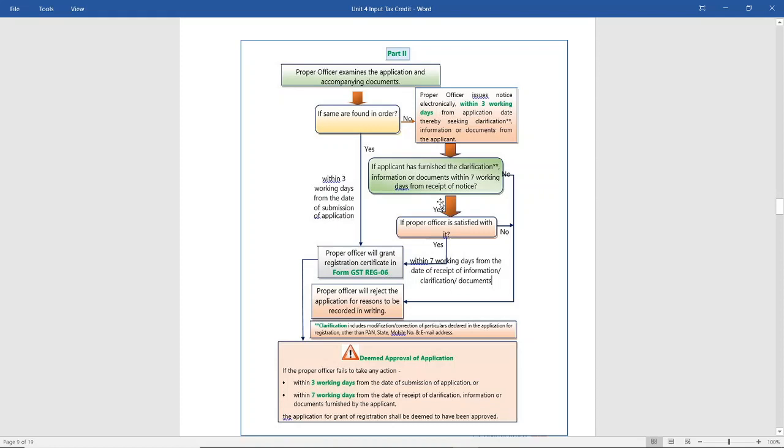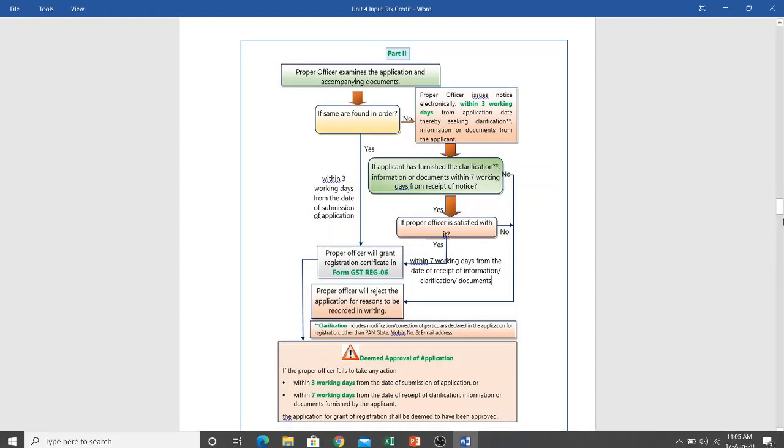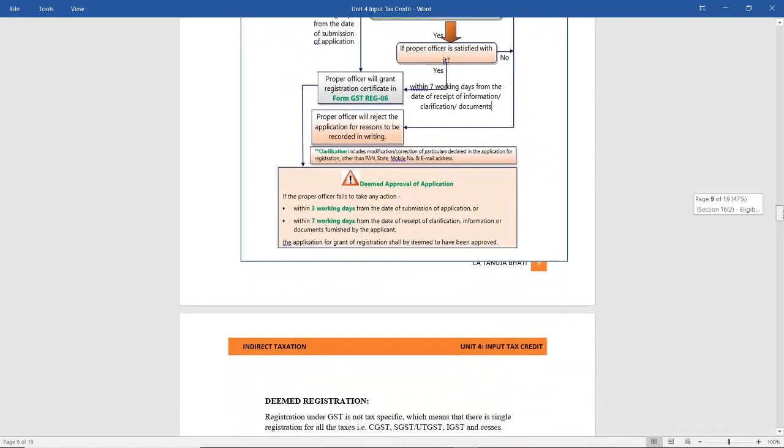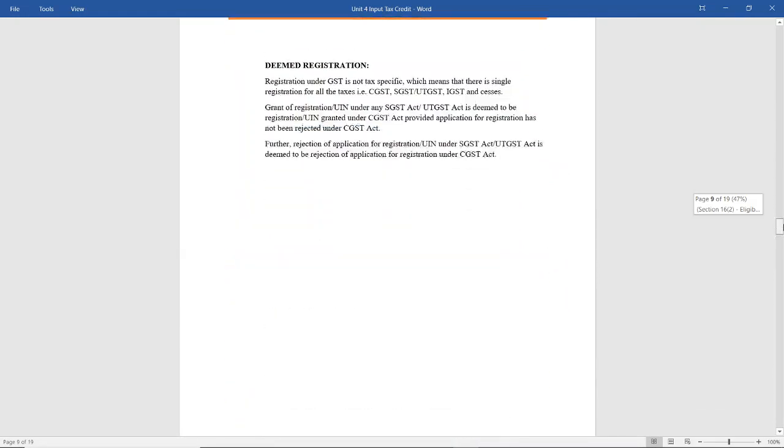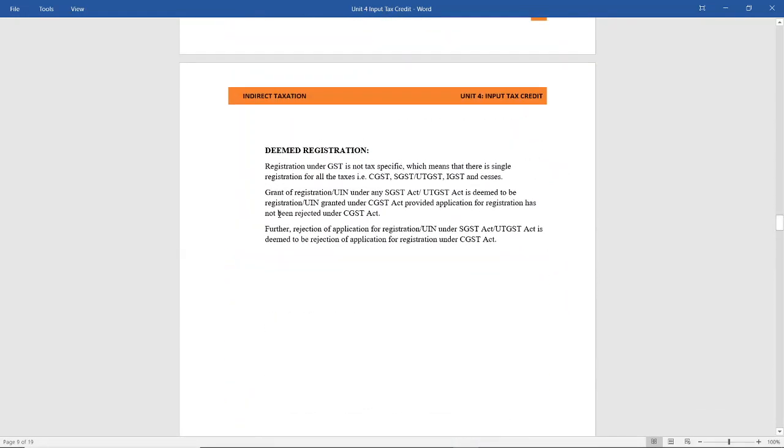Now, if the proper officer is not satisfied, then he will reject the application for reasons that he has to record in writing, stating why he is rejecting the application. So this is the procedure for registration. Next, what is deemed registration? What is the meaning of deemed registration?